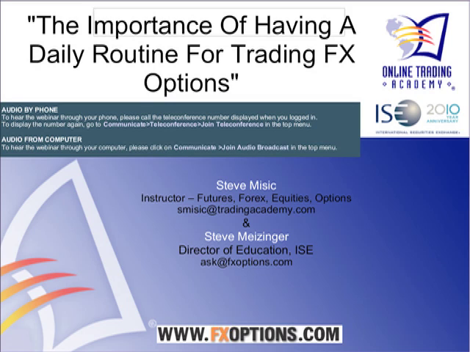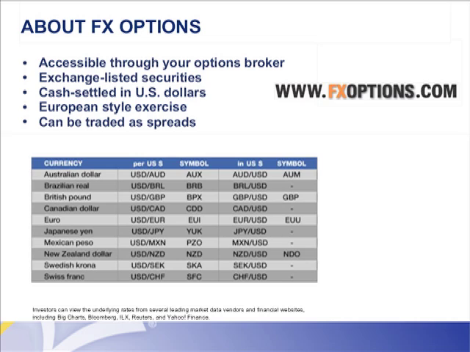FX options. Just want to give you a quick reminder about the currency options that we have here at the ISE. All you need is to have an account with an equity options broker. They are cash settled in U.S. dollars. They're European style, and they can be traded as spreads. The symbols are right there on slide number 2. And if you want to use some of the tools, I'd urge you to do so. You can go to the great website called www.fxoptions.com. Without further ado, I want to introduce Steve Misic, the instructor for Online Trading Academy.